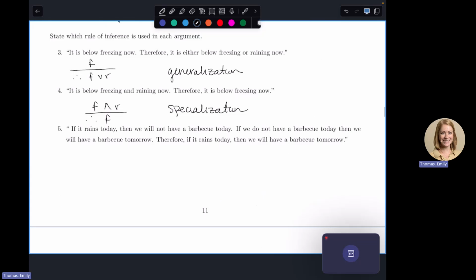If it rains today, then we will not have a barbecue today. This is weird. If it rains today, then we will not have a barbecue today. If we do not have a barbecue today, then we will have a barbecue tomorrow. Therefore, if it rains today, we will have a barbecue tomorrow. This is the transitive property. Y'all don't even need me to write down the letters?